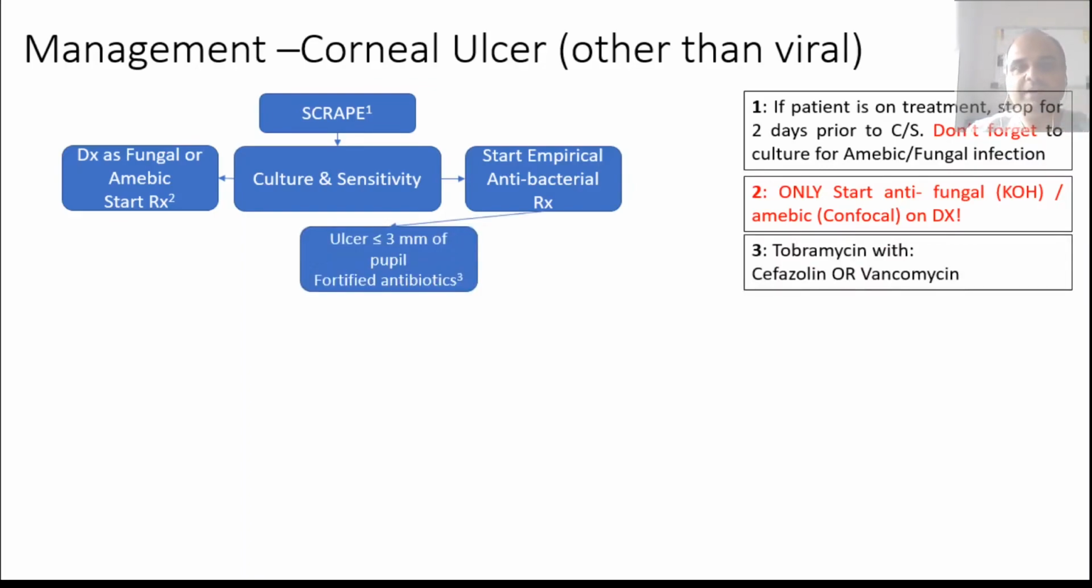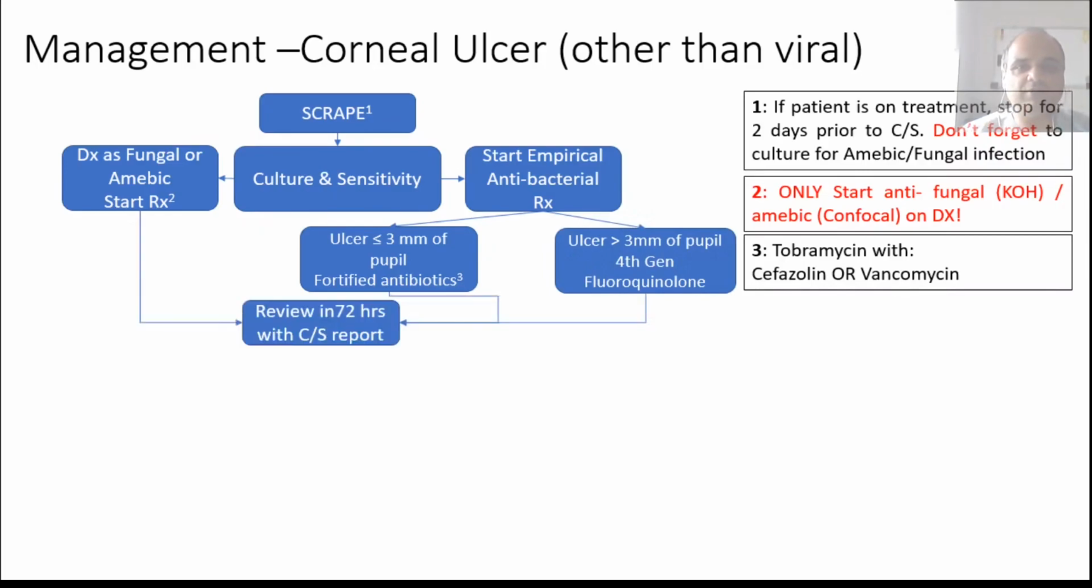And as I said, depending upon where the ulcer is, you can either go for a single drug or multiple drugs. If your ulcer is within 3 millimeters of the center of the pupil, then you use a fortified antibiotic drop, which is tobramycin together with either cefazolin or vancomycin. We talked about how we prepared those just a couple of slides ago. Tobramycin is basically for gram-negative cover, cefazolin or vanco is for gram-positive cover. If the ulcer is 3 millimeters away from the center of the pupil, you can start with a single drug of fourth generation fluoroquinolone.